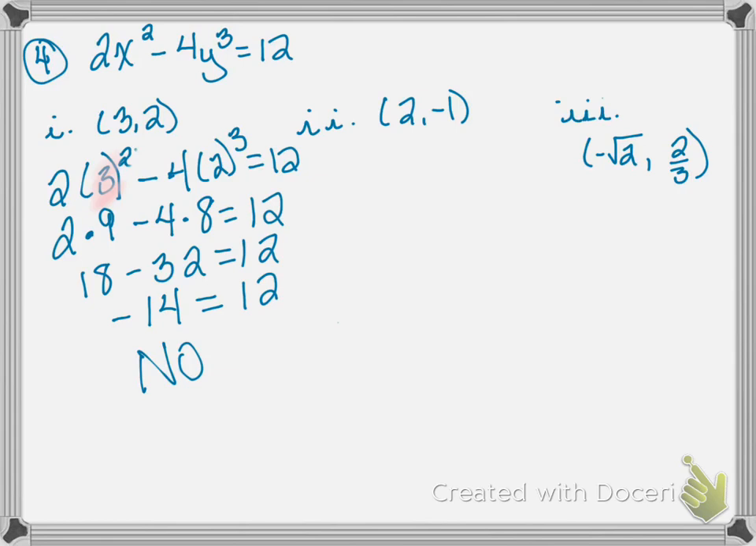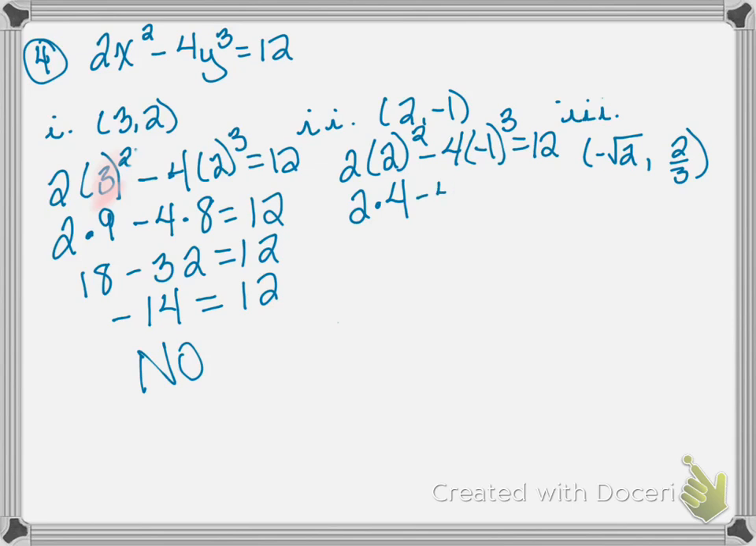Okay, so I am going to have 2 times 2 squared minus 4 times negative 1 to the third power equals 12. We have to do our exponents first. So we have 2 to the second power. Okay, 2 to the second power is 4. Now I'm going to do negative 1 to the third power.